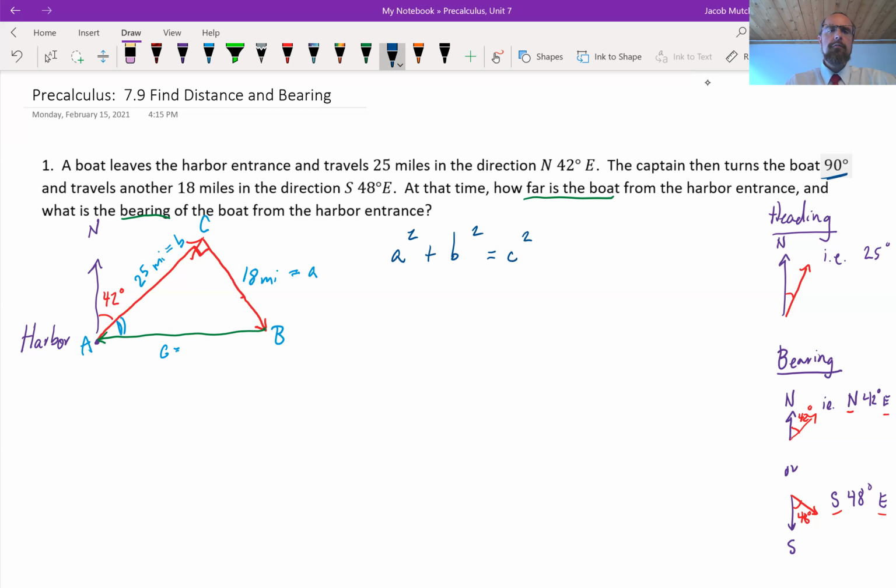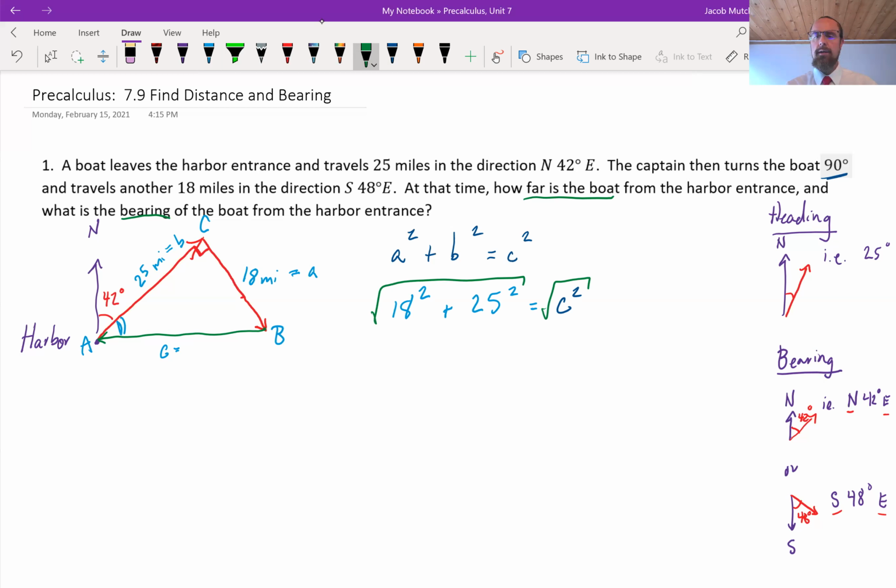So I'm just going to start filling in from my marked dimensions. A, I had assigned the length of 18. B has the length of 25. And that is going to allow us to solve for C. That equals C squared. So I do have to take the square root of both sides in order to get just C. But let's go ahead and calculate the square root of 18 squared plus 25 squared. So we'll take it to the calculator.